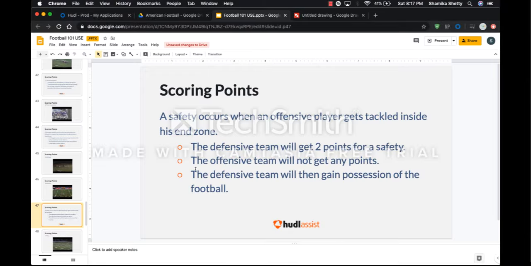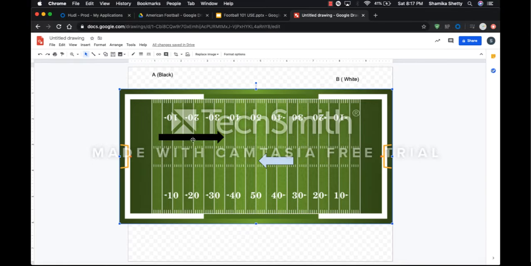The offensive team will not get any points. The defensive team will then gain the possession of the football. So after team A is tackled inside this end zone, team B gets 2 points. Obviously team A has lost the possession of the ball.